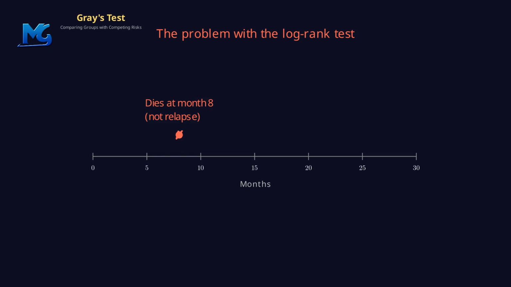A cancer trial, drug group versus control. We want to know, does the drug reduce relapse? Now here's the problem with the log-rank test. This patient dies at month 8 from something unrelated, not a relapse. The log-rank test would treat this patient as censored, as if they could still relapse. But they can't. They're dead.